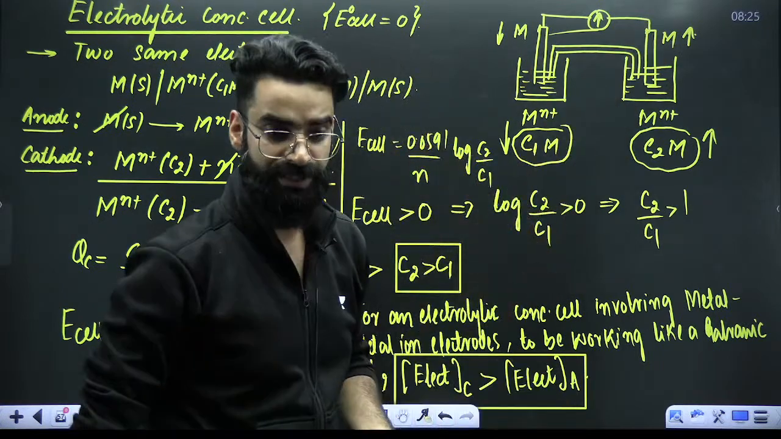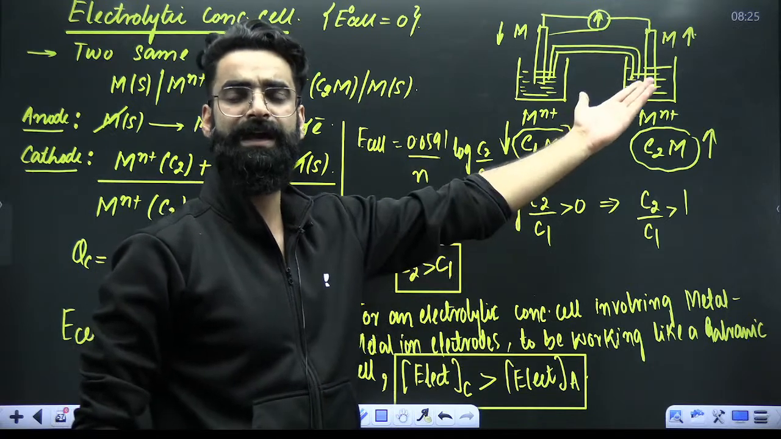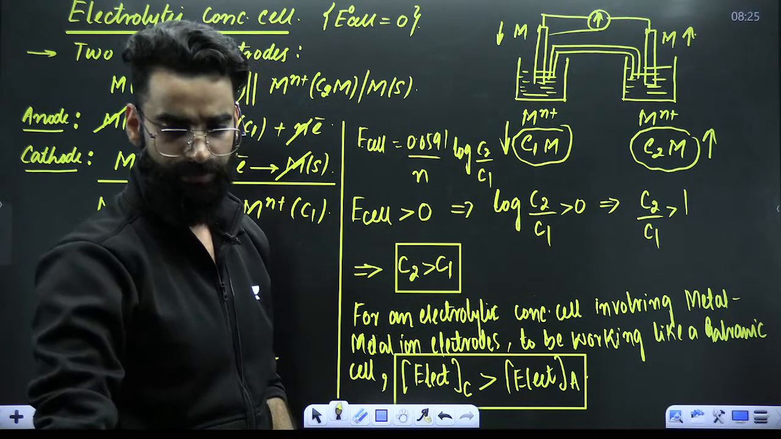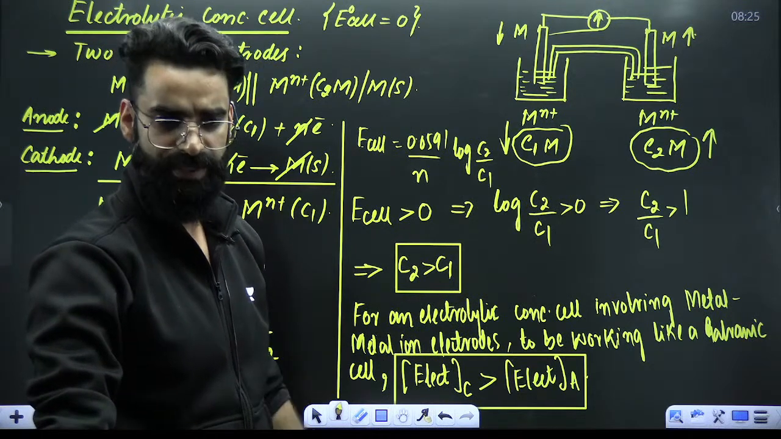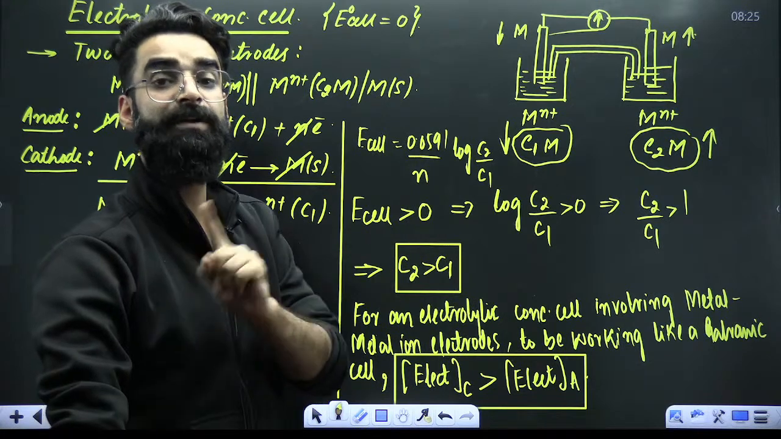And whenever there is potential difference, current will be there, right? Then only I'll say the current will shift. Current will show its direction from cathode to anode, right? It's obvious. In case of a normal galvanic cell, the direction of current is from cathode to anode.